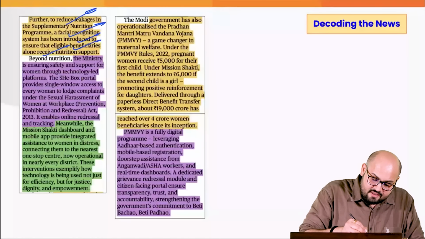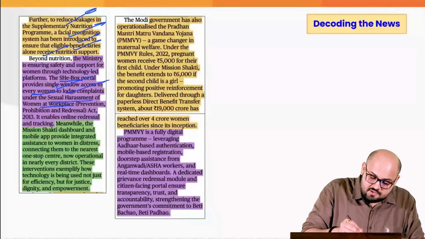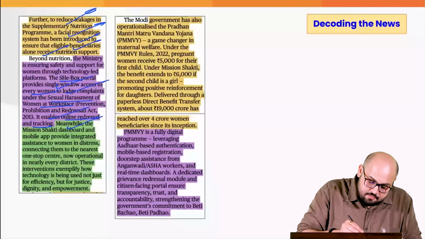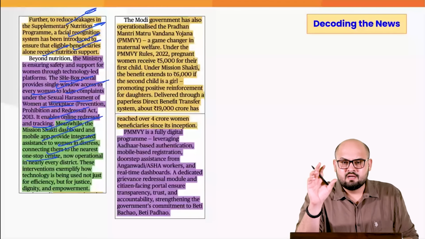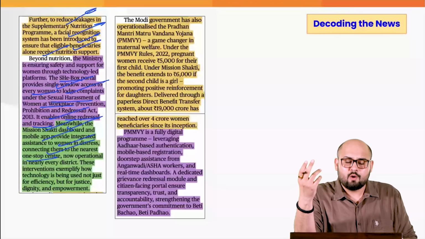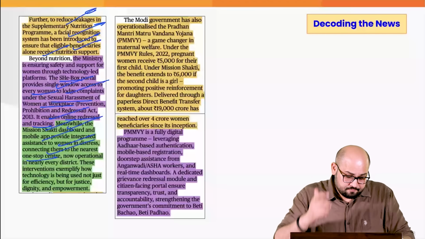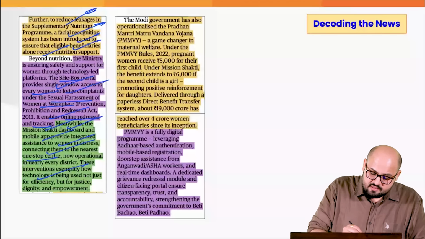The ministry is ensuring the safety and support for women through technology-led platforms. The She-Box portal provides single window access to every woman to lodge complaints under the Sexual Harassment of Women at Workplace (Prevention, Prohibition and Redressal) Act of 2013. It enables online redressal and tracking. Meanwhile, the Mission Shakti dashboard and mobile app provide integrated assistance to women in distress, connecting them with the nearest one-stop centers. Just a few days ago, we had a discussion on the one-stop center, on how holistically they are catering to the needs of women in distress, or women who have faced violence, so as to rehabilitate them, right? These interventions exemplify how technology is being used not just for efficiency but for justice, dignity and empowerment.